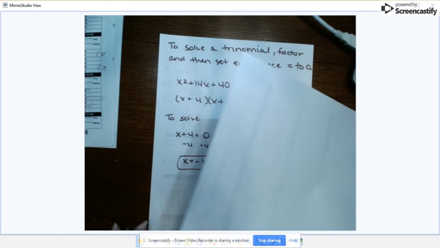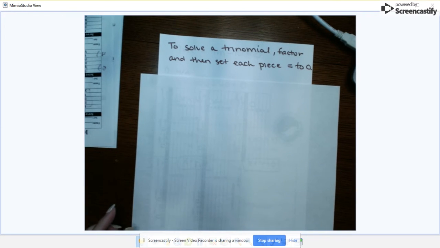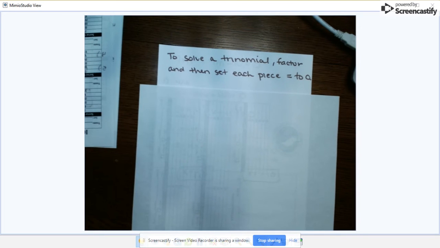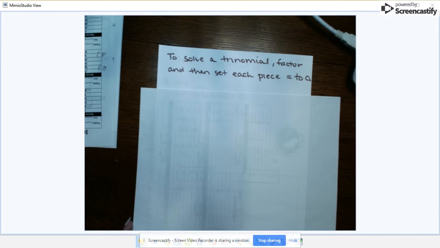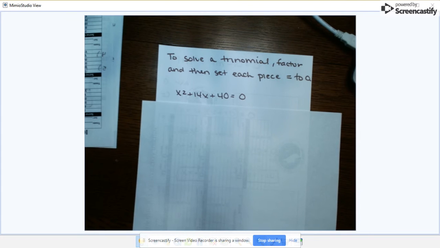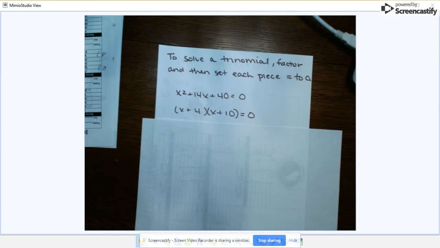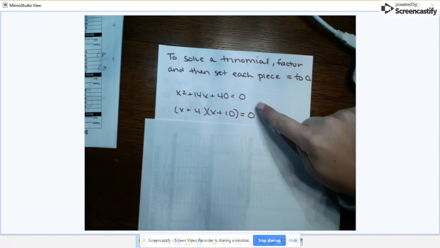Okay, one other thing to introduce is solving a trinomial. So we've practiced a lot on factoring, but sometimes it'll say solve, factor and solve. So what that means is we're going to set our original trinomial to 0, and then when we get it factored, we'll set each of those pieces to 0. So here we have x squared plus 14x plus 40. Factors to be x plus 4, x plus 10. Notice we have this equals 0.